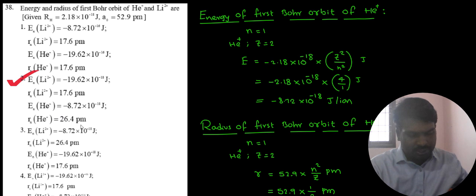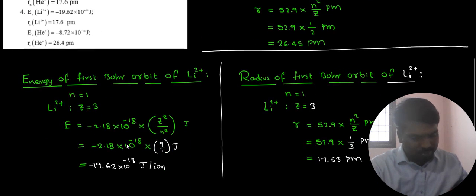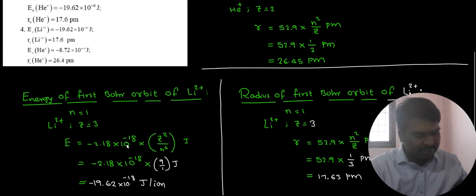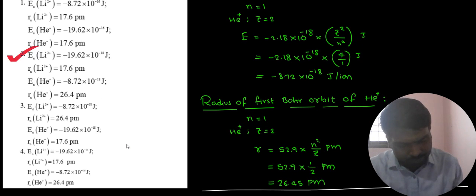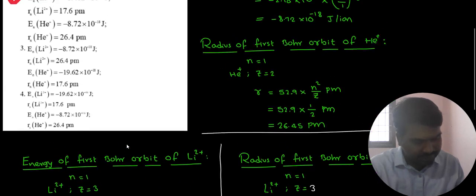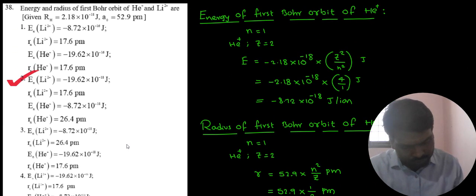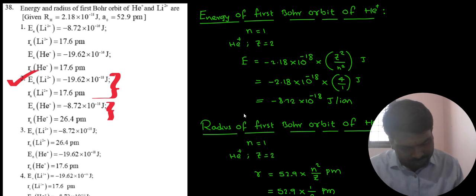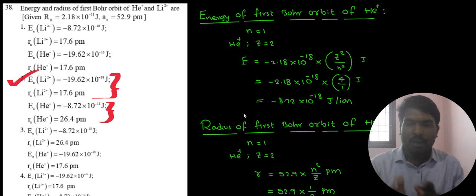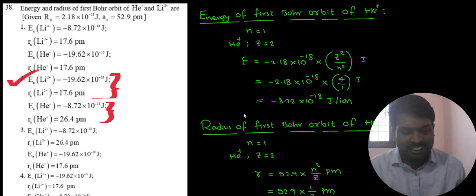So lithium 2 plus energy minus 19.16 × 10^-18 and radius 17.63. So correct. And coming to helium plus, energy minus 8.17 × 10^-18 and radius 26.45. This data. So obviously option 2 is right answer. So I hope you understood this solution. Then moving to next question.